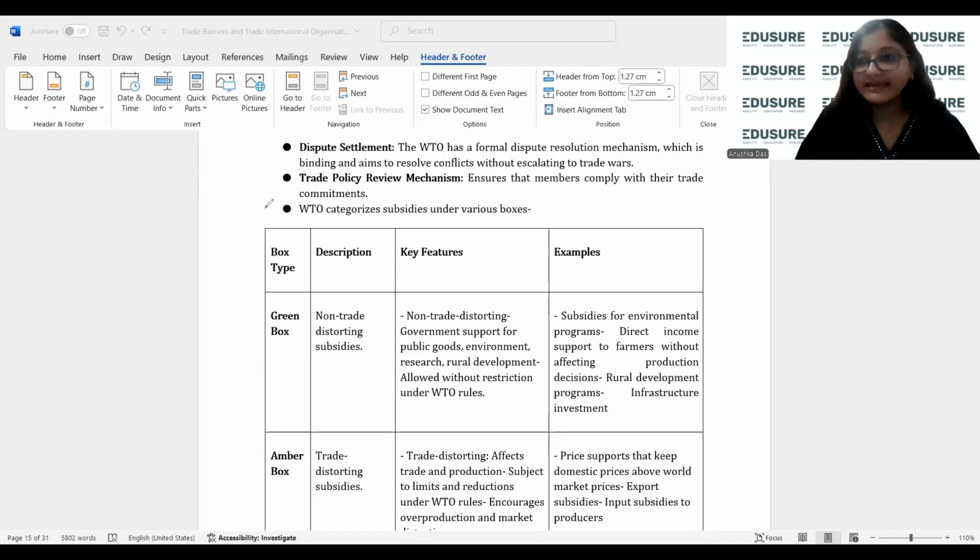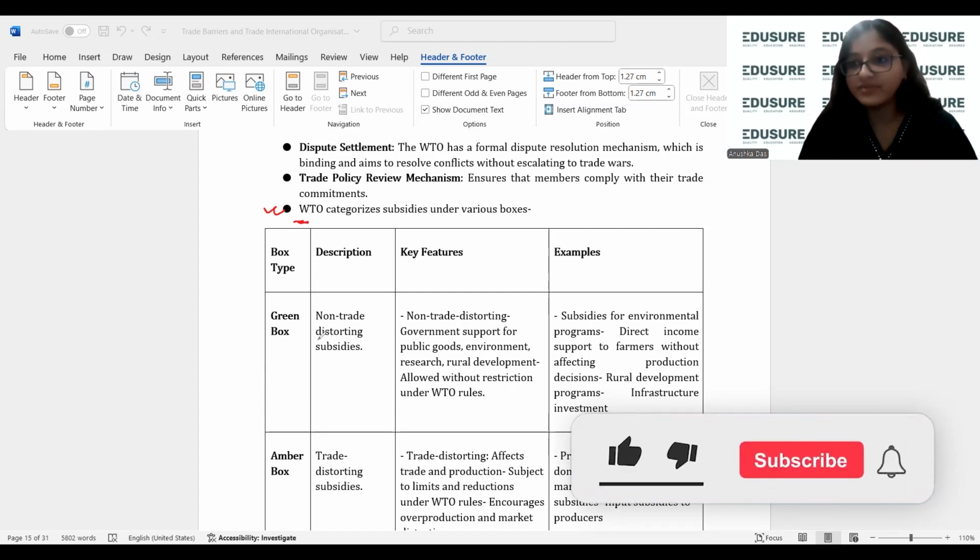Now, see, the next thing which is important and which is unique to the World Trade Organization is that they have introduced different kinds of subsidies. Subsidies, as you know, are a kind of non-tariff barrier. We have learned this in the previous lecture. All the subsidies that WTO provides are grouped under several broad categories, and they have different names like green box, amber box.